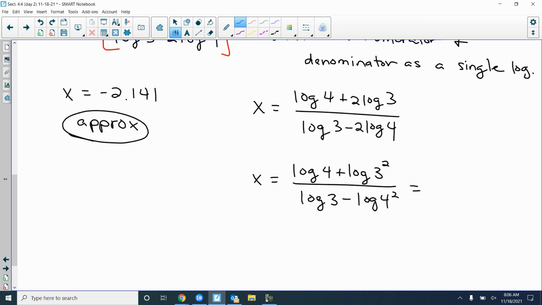All right, this will become on top the log of what, when I'm done? Is that making sense? What's it going to equal? 3 times 4.